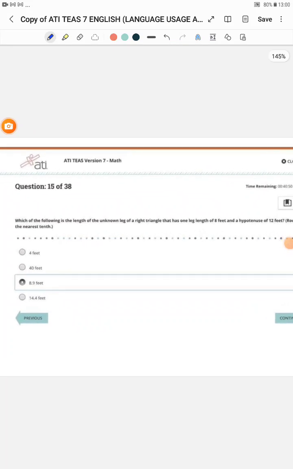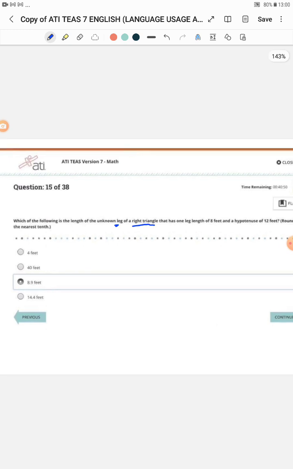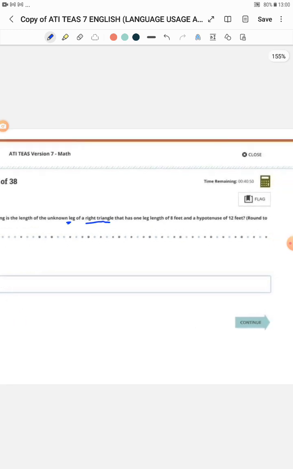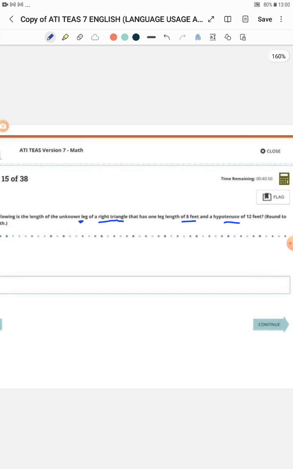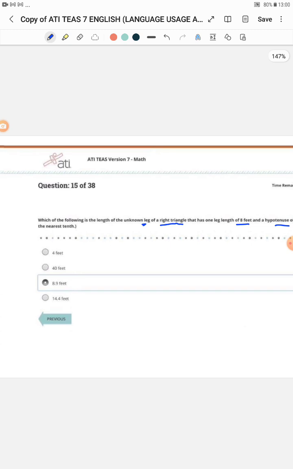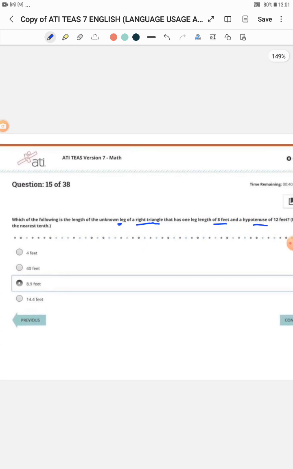Which of the following is the length of the unknown leg of a right triangle? So this is a right angle triangle. You have to note while reading that it has one leg length of 8 feet and a hypotenuse of 12 feet. So they want us to find the unknown leg.